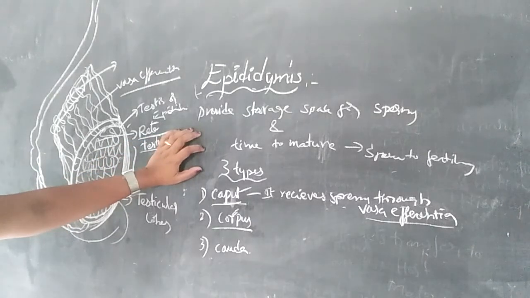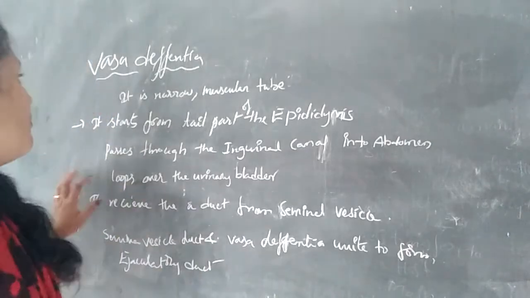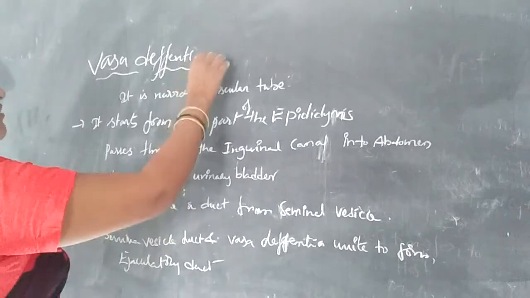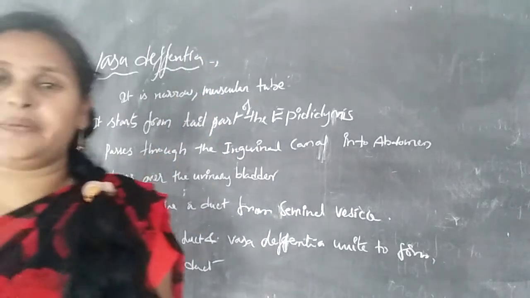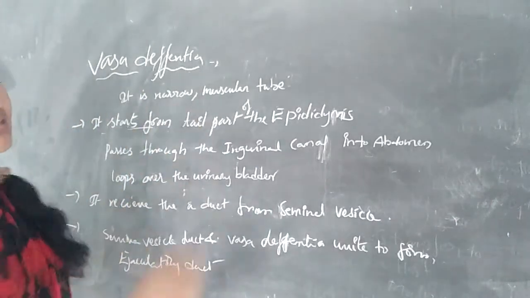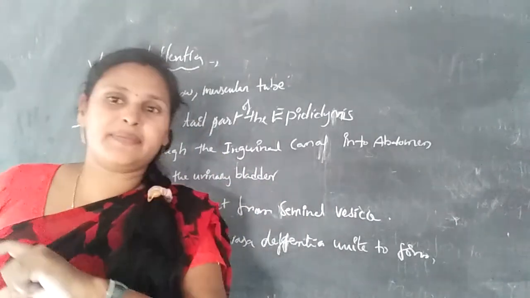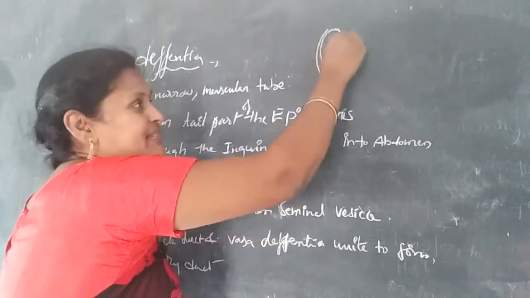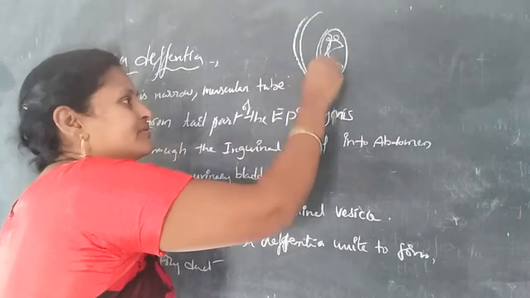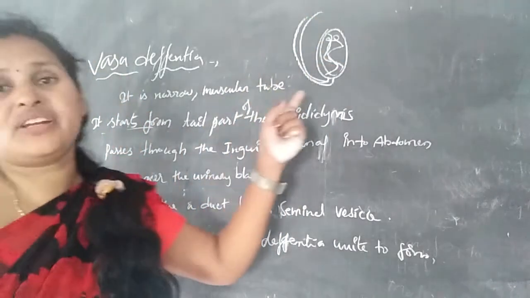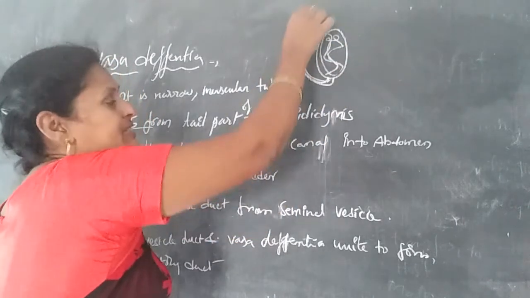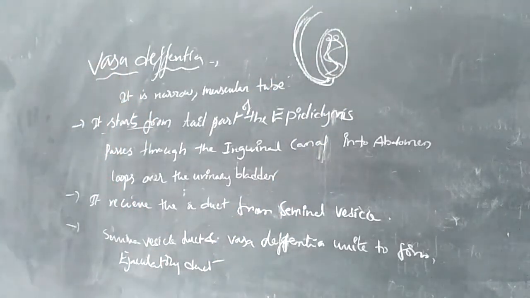And next one is the vas deferens. The vas deferens is a narrow and muscular tube. It starts from the tail part of the epididymis.